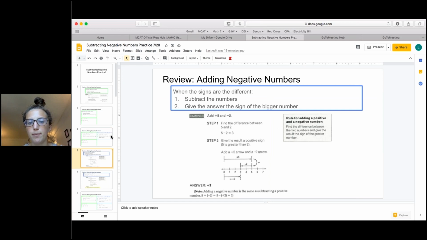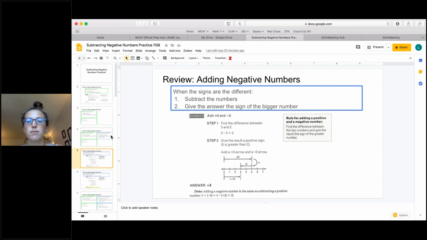And we can again see that in an example. If I'm adding +5 and -2, the first thing I notice is my signs are different. So that tells me I need to subtract those numbers or find their difference. Well, the difference between 5 and 2 is 3. I'm just thinking about them as if they were positive numbers. Now, I have to pick what sign that will be. Because 5 has a bigger absolute value than -2, I give the result a positive sign. 5 is greater than 2. So my final answer is +3.